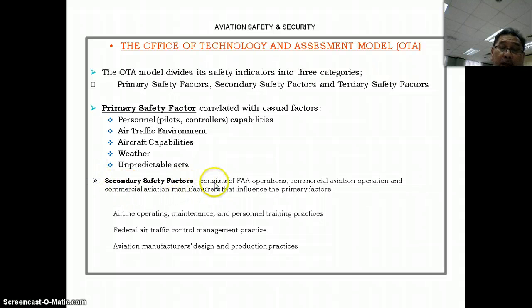Secondary safety factors are the ones that consist of FAA operation, commercial aviation operation, and commercial aviation manufacturers that influence the primary factors, such as what? The airline operating, maintenance, and personnel training practices, federal air traffic control management practices, the aviation manufacturer design and production practices.